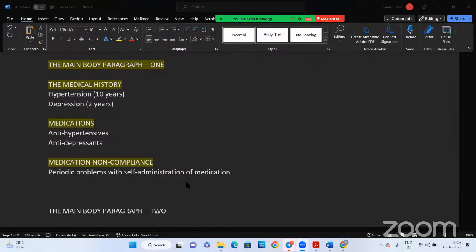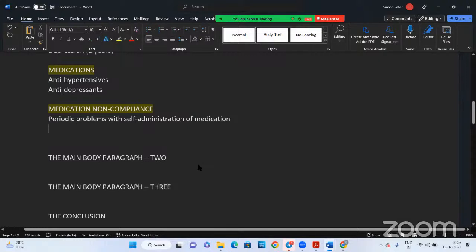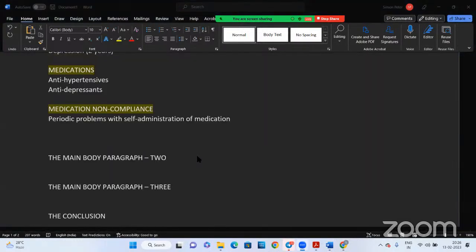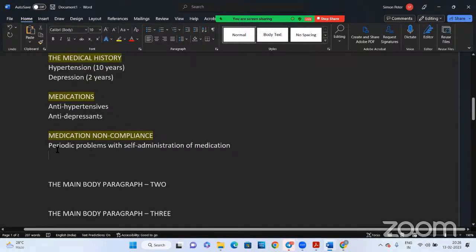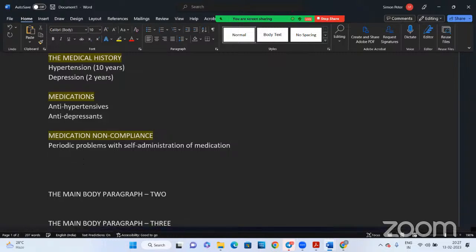Fine. Then next. So what is the problem here? Medication non-compliance. That means she has periodic problems. She cannot take self-administration of medication. She is not able to manage. So managing self-administration of medication is a problem. So what is required for this one? A solution is required for this one. Solutions. So permanent solutions.